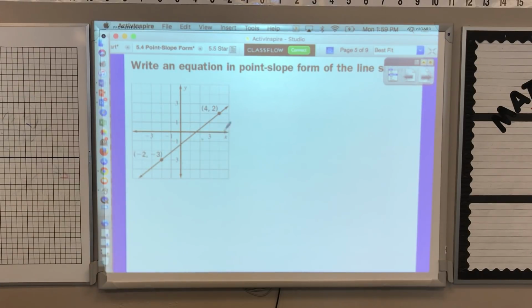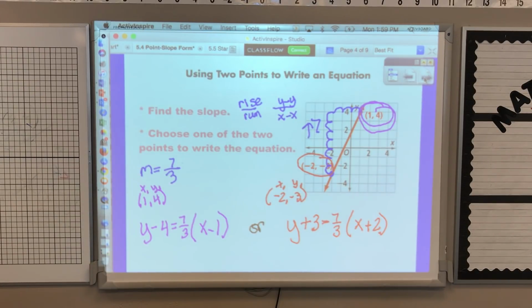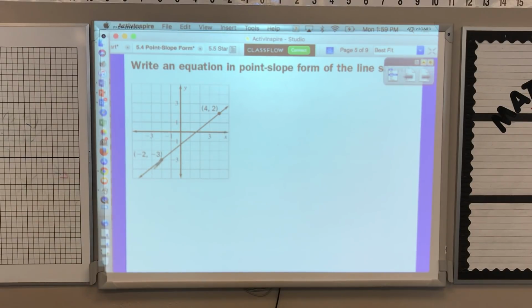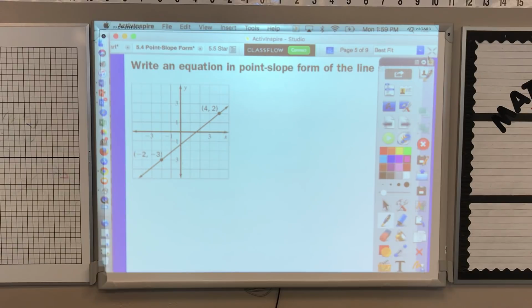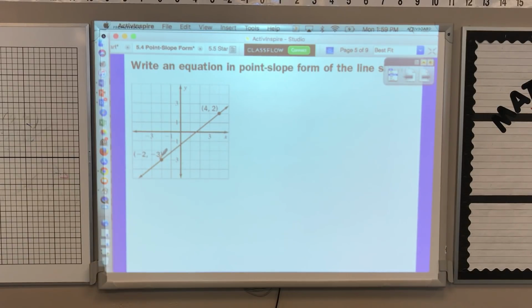Okay? So another one, starting at -2, -3 again, but this time we're ending at 4, 2. So the first thing I need to find is my slope. So I'm going to start at the point on the left, and this time I'm going to go up 1, 2, 3, 4, 5. So my rise, since we went up, is a positive 5, over 1, 2, 3, 4, 5, 6. Okay, so my slope is 5/6, and again, I can choose either ordered pair.